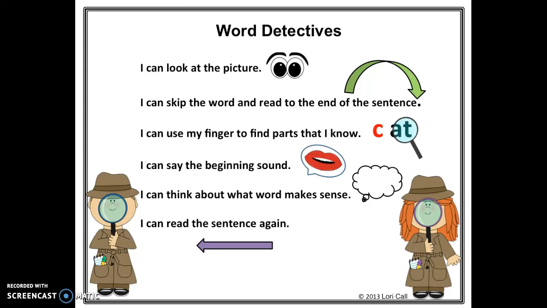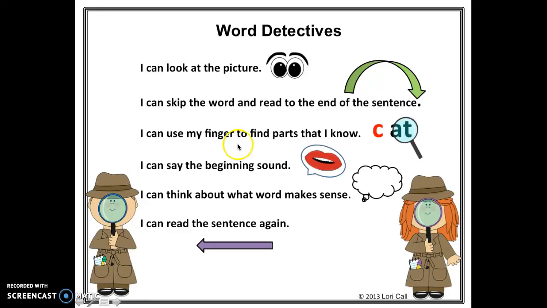Hi readers! Today we're going to talk about a different strategy you can use to help you read a tricky word. A lot of the time when you read by yourself, you don't have anyone there to help you or to tell you the word, so you have to think of what you can do to figure it out. You can look at the pictures, you can skip a word, read the rest of the sentence and go back. And today we're really going to focus on using your finger.